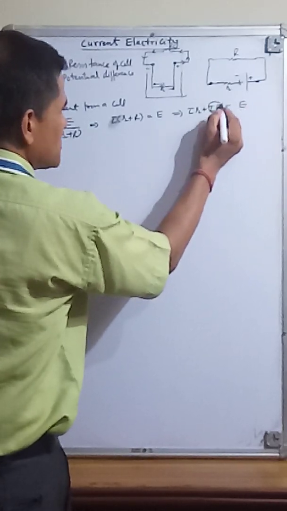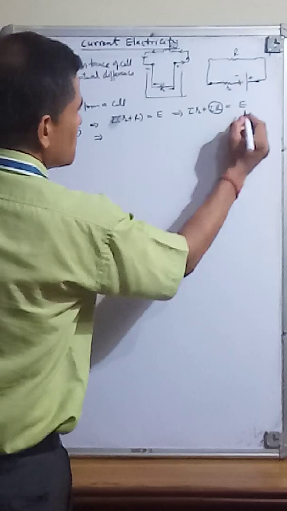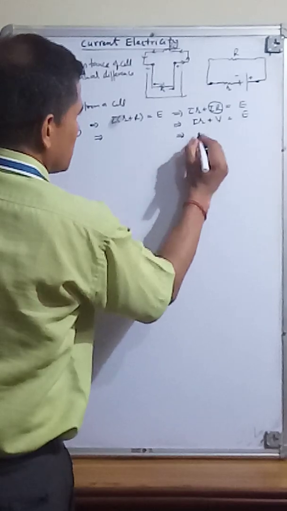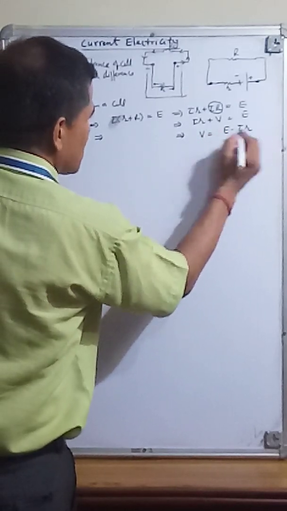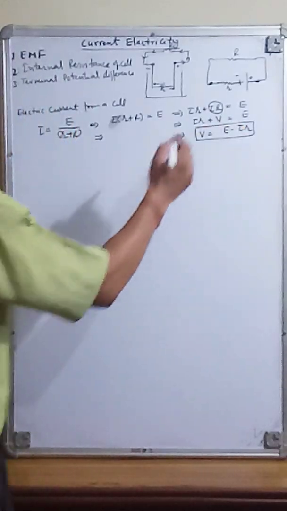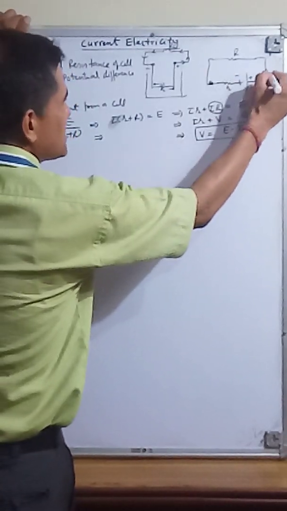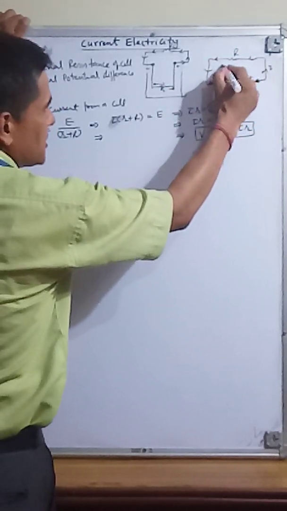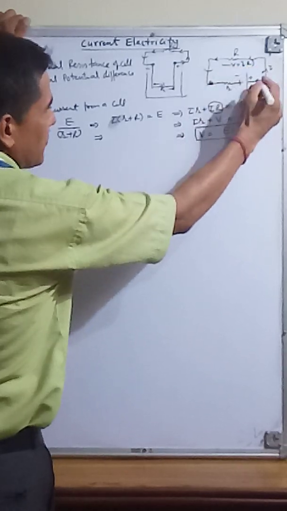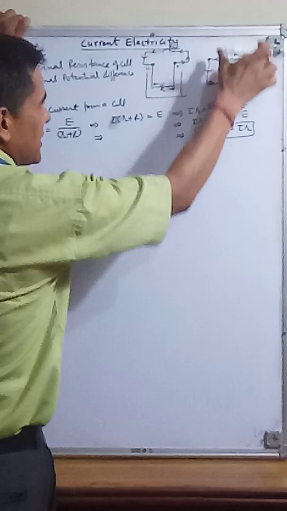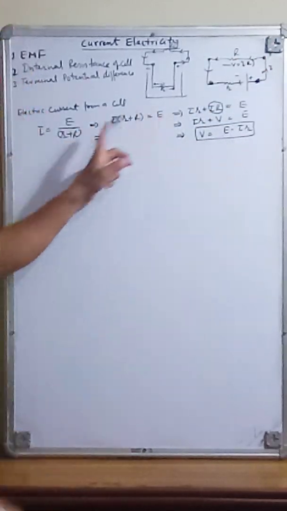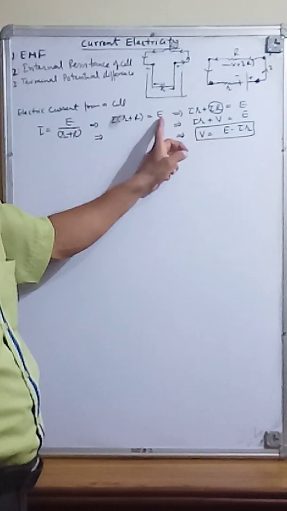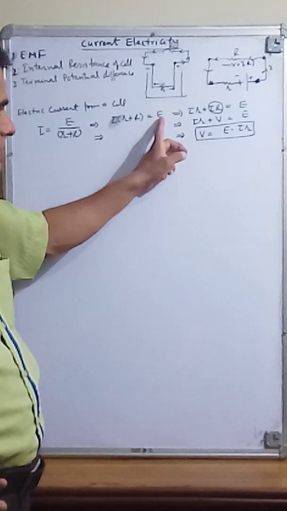Now this I into R is called the terminal potential, V. So V plus Ir is equal to E, and V is equal to E minus Ir. This is the terminal potential difference. Here the current taken from the cell is I. The potential difference across the resistance R is V equal to IR, and whatever potential is here, the same is here because they are connected in parallel. So with I equal to E upon R plus r, this is the total EMF of the cell.